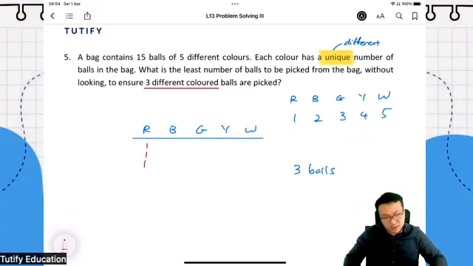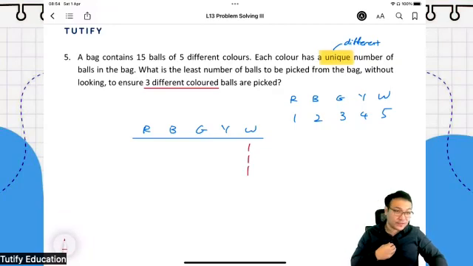1, 2, 3. Uh-oh. Is this what the question wants? No. Okay, sorry, there's only one red ball. Okay, let's use white. 1, 2, 3. So do I still need to continue taking or not, Zicheng? Do I have 3 of different color? I don't have 3 of different color, right? Kevin, well done. So you continue taking, but then you're so unlucky, you continue taking the same color until there's no more white.